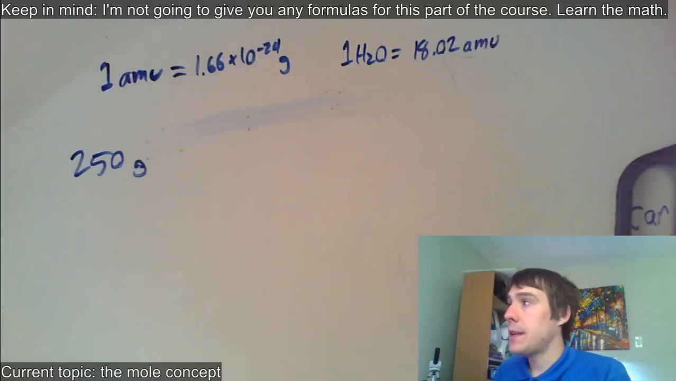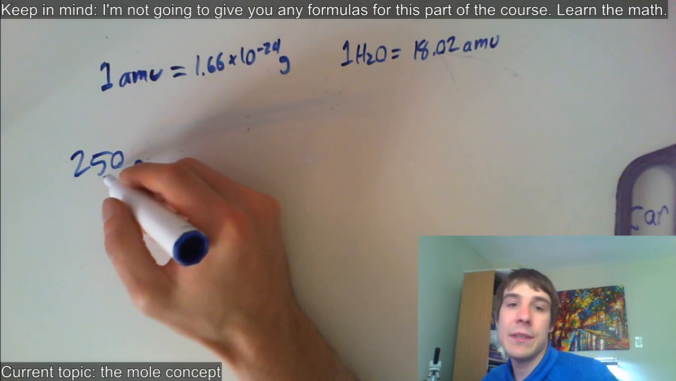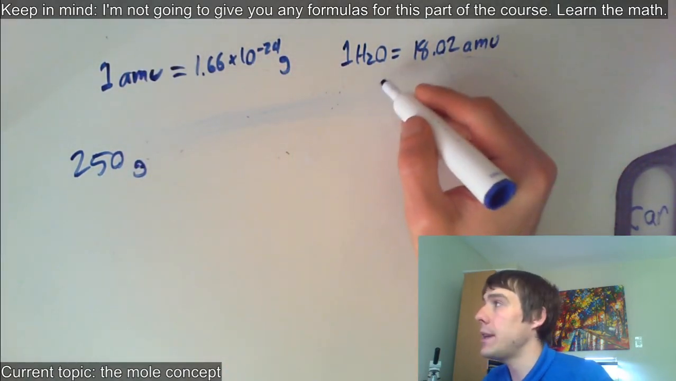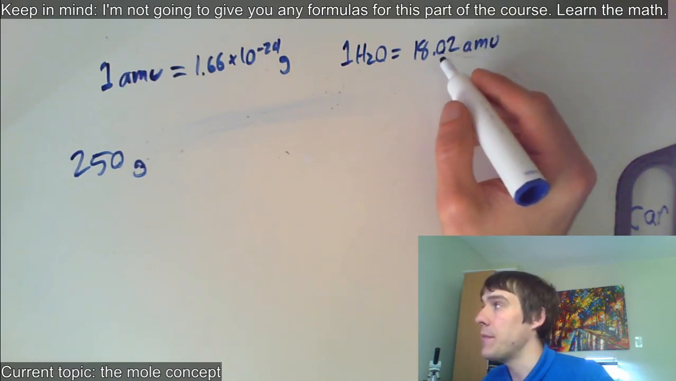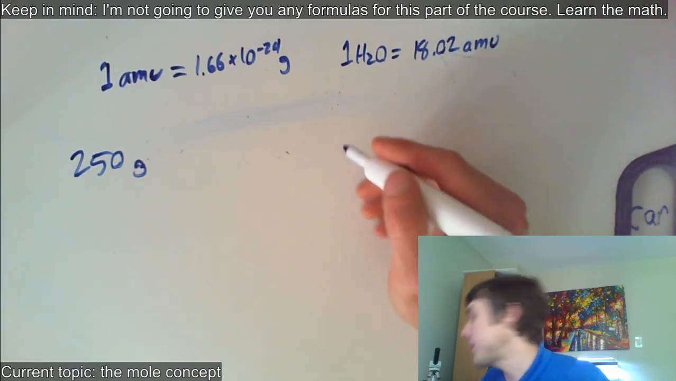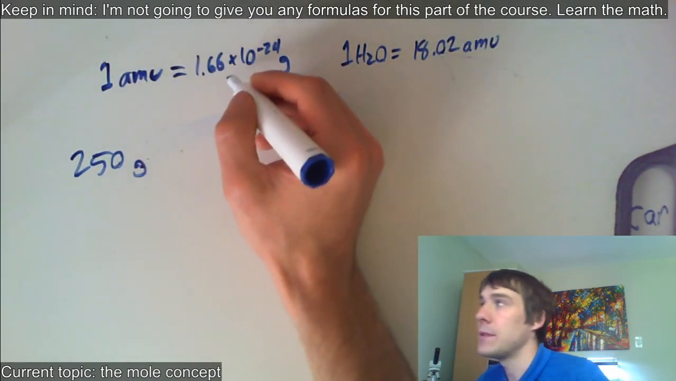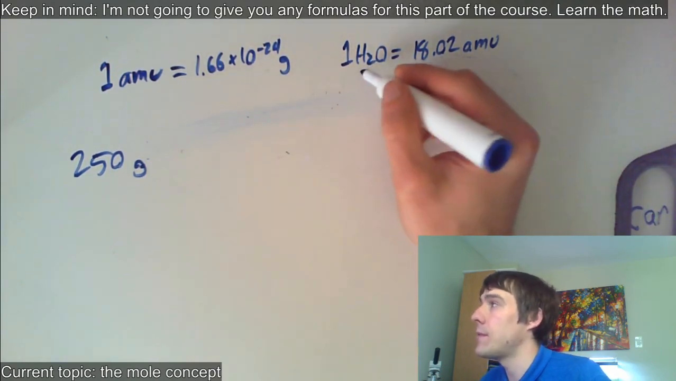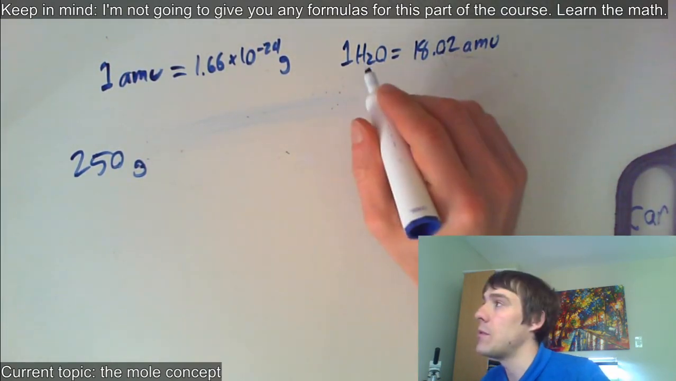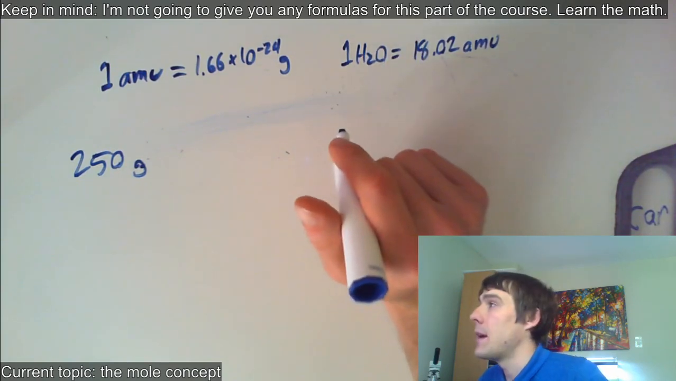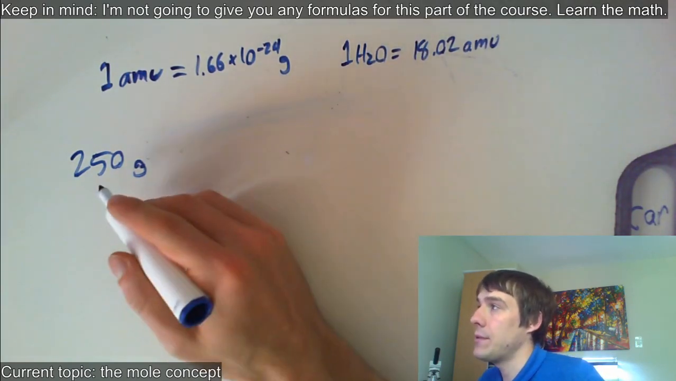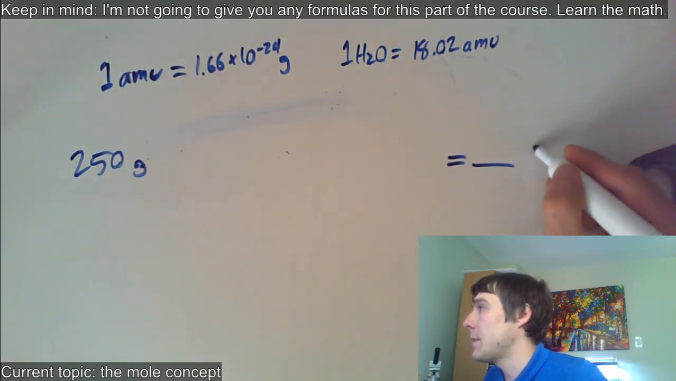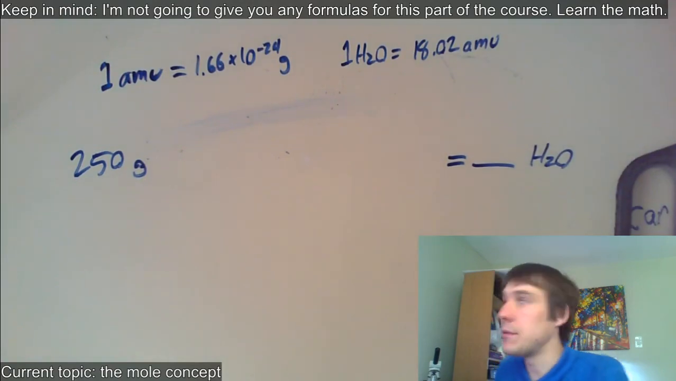Okay, so I've set it up. We start with 250 grams of water. We know that 1 AMU is 1.66 times 10 to the negative 24 grams, and 1 H2O is 18.02 AMU. These are rates. We can turn them into fractions. We can turn this into 1 over 1.66 times 10 to the negative 24, 1 AMU per that many grams, or the other way around, or 1 over 18.02, or 18.02 over 1. We can go either way. And we start with 250 grams of water, and we want to figure out how many molecules of H2O we have.